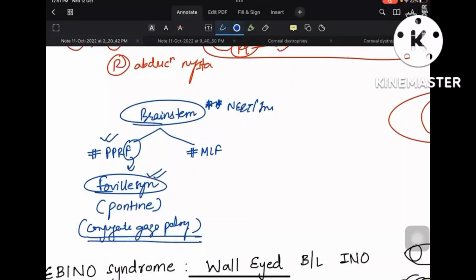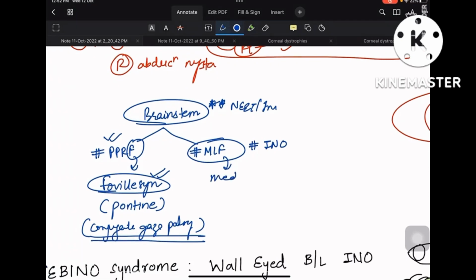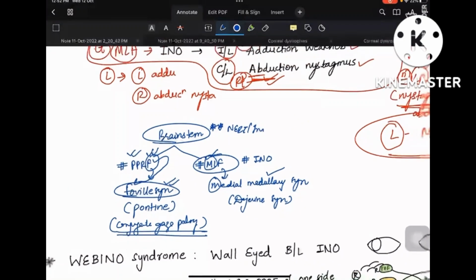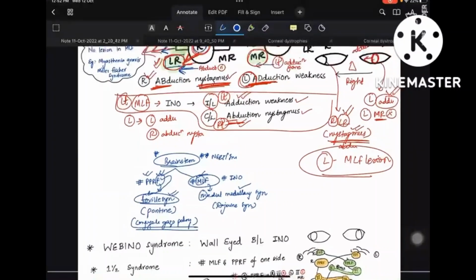Whereas if the MLF lesion is there, that leads to INO. And this is seen in which syndrome, guys? This is seen in medial medullary syndrome, which is otherwise called Dejerine syndrome. So medial medullary syndrome is associated with MLF, whereas Foville's is associated with PPRF. So I just thought of revising that point for you, which is important. So yeah, this is regarding INO.